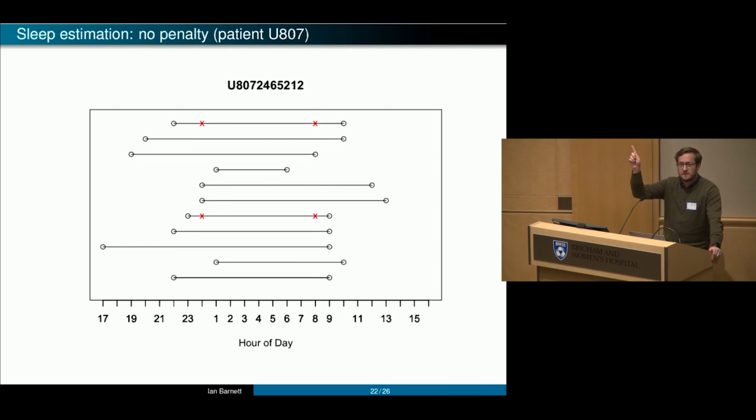This is another participant. This is someone who has really sparse data. They don't use their phone very much. And if we don't penalize, look how terrible this is. You would never report this. You would never use this data if you just went with the naive approach and trusted the data without accounting for sparseness.